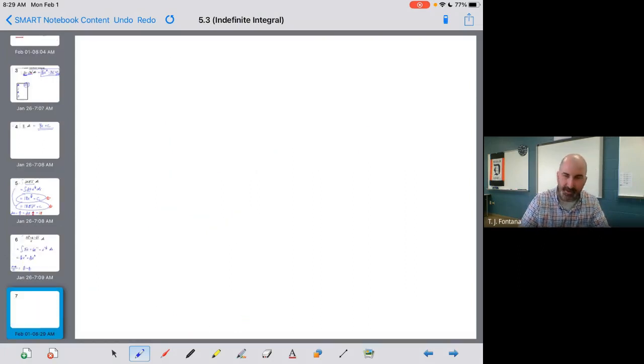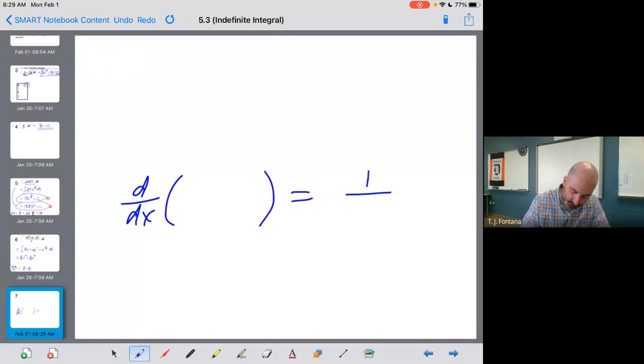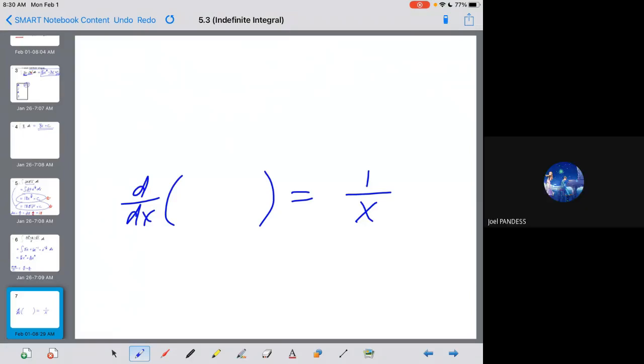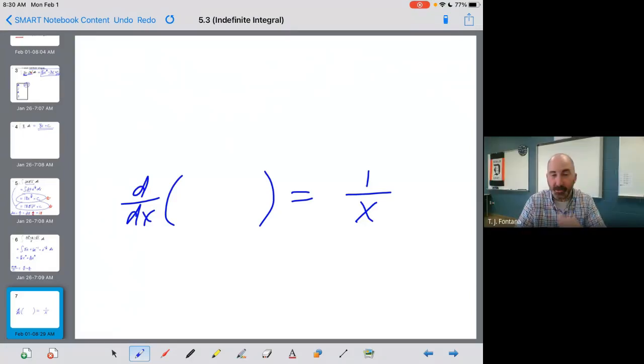I wasn't planning on getting into this yet today, but obviously I put it into an example. Does anybody remember a function from the first semester that we could differentiate to end up with an answer of 1 over x? Wasn't that ln? Yeah, Joel, that was natural log of x. That's right. The derivative with respect to x of the natural log of x was equal to 1 over x.